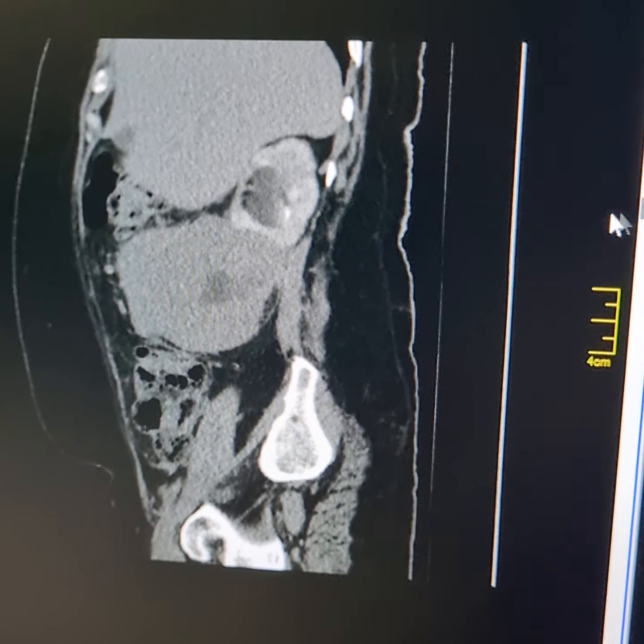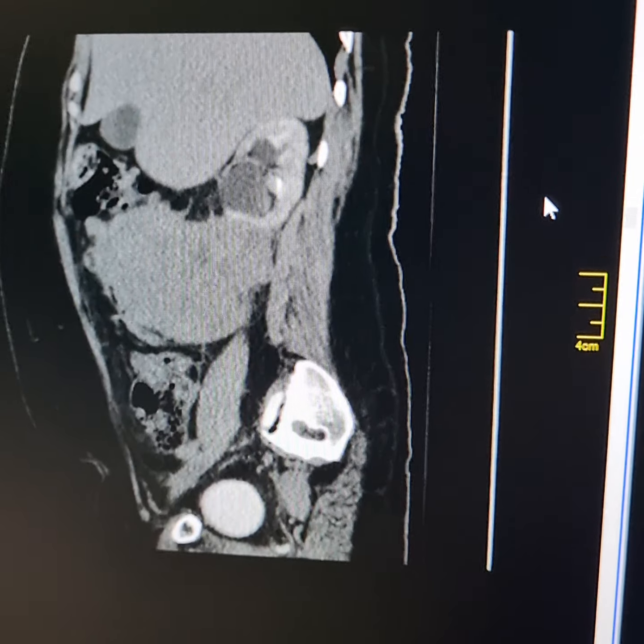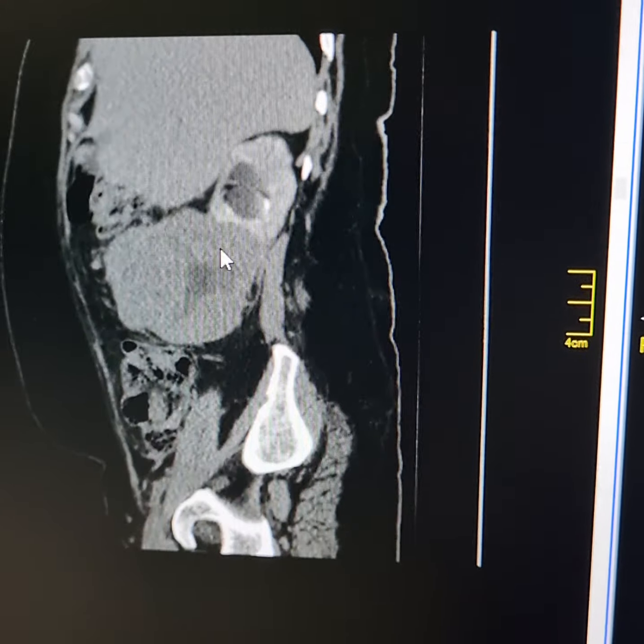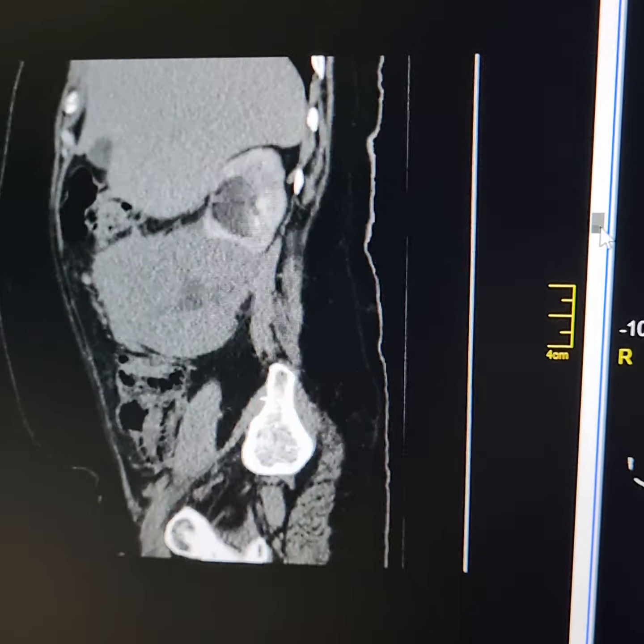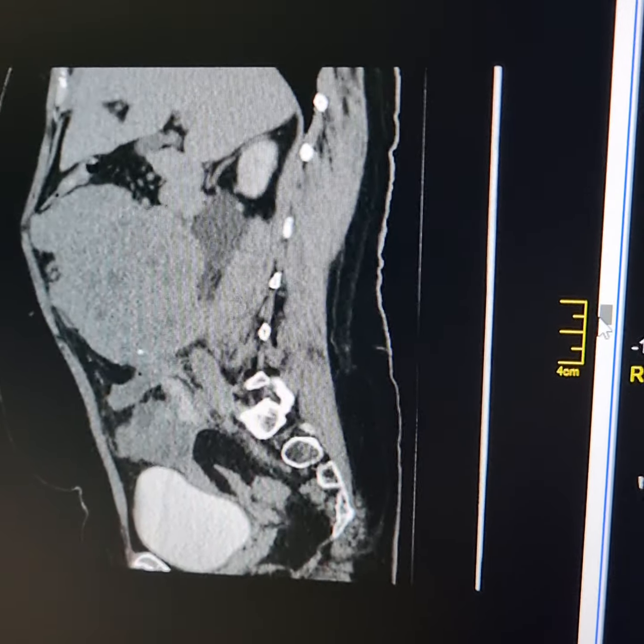This is the delayed scan, the sagittal one. Please observe the infiltration of the lower pole of the right kidney. This was not present in the previous scan.